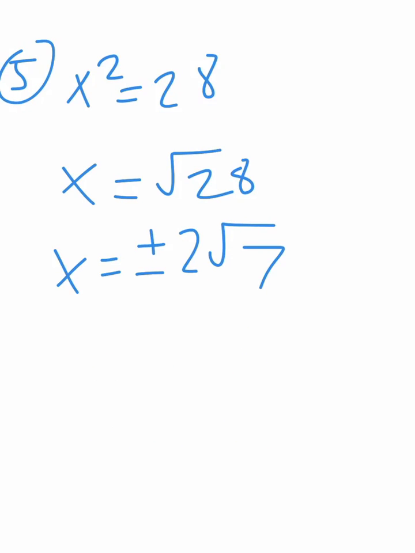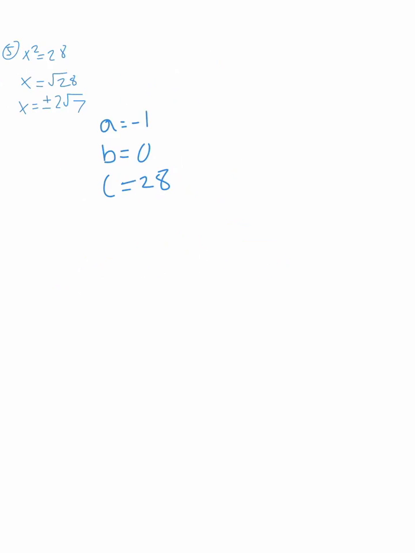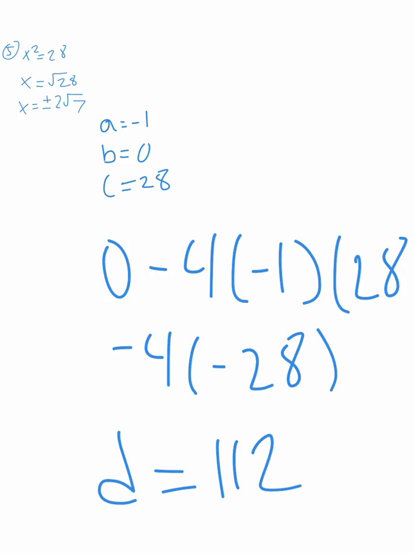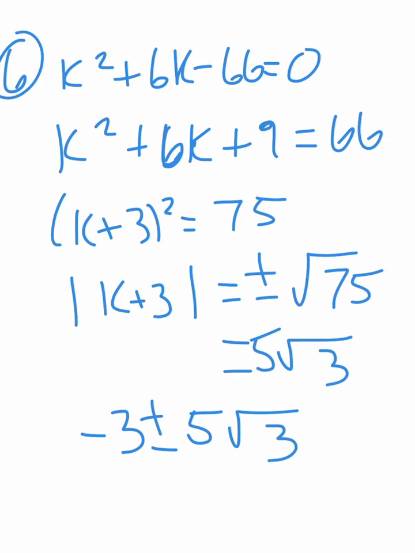For number 5, we have x squared equals 28. To solve this, we have to take the square root of both sides, of x and of 28. When you do that, you'll find the solution for x will be plus or minus 2 square root of 7. For the discriminant, we have a equals negative 1, b equals 0, and c equals 28. You then substitute your numbers into the discriminant equation, which will give you a solution for the discriminant, which is 112.